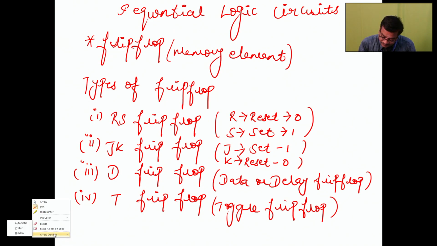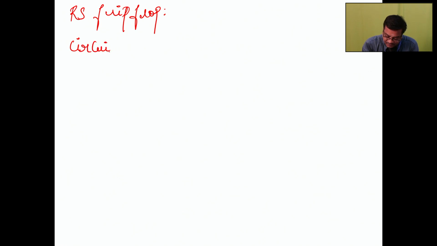Okay, first we can see the RS flip flop. Normally all the flip-flops are designed by using 2 NOR gates or 2 NAND gates. While coming to the RS flip-flop, we are going to draw its circuit diagram.